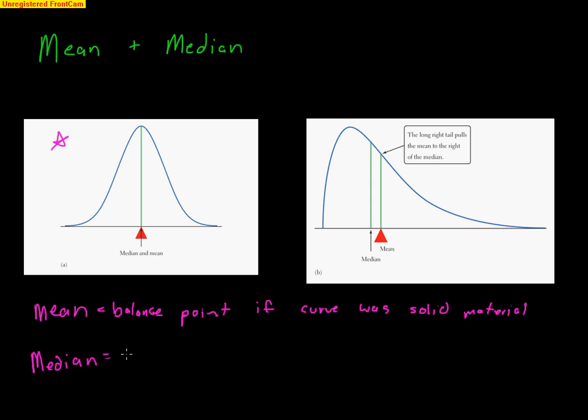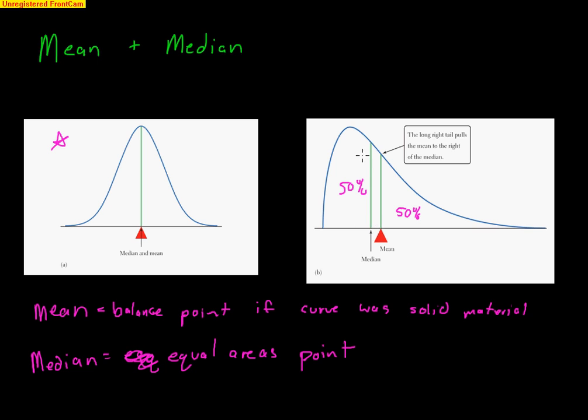Now the median is the equal areas point. Oh boy, I really spelled that wrong. Equal areas point, meaning that it has the same area on the left as it does on the right. So there's the same area on the left as there is on the right, which you notice when you're nice and symmetric like this curve here, again, the mean and the median fall at the same point. However, when you're skewed right like this picture, the median is trying to keep track of 50% of the data on the left and 50% of the data on the right.